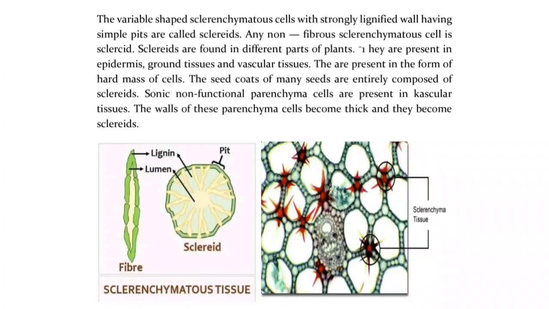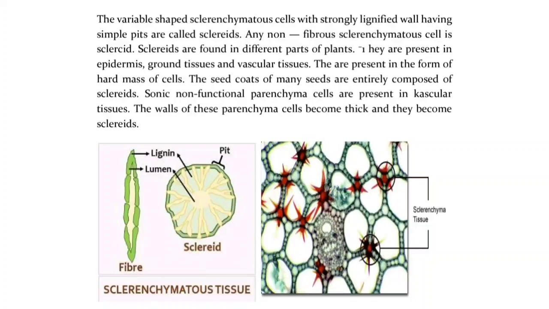Sclereids. The variable-shaped sclerenchymatous cells with strongly lignified wall having simple pits are called sclereids. Any non-fibrous sclerenchymatous cell is a sclereid. Sclereids are found in different parts of plants. They are present in epidermis, ground tissues and vascular tissues. They are present in the form of hard mass of cells.